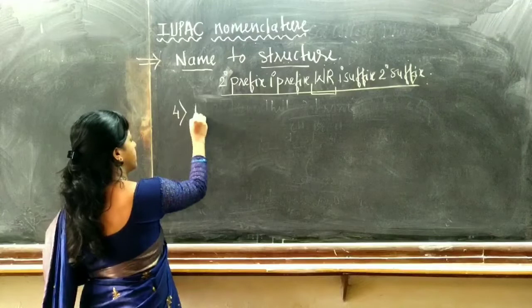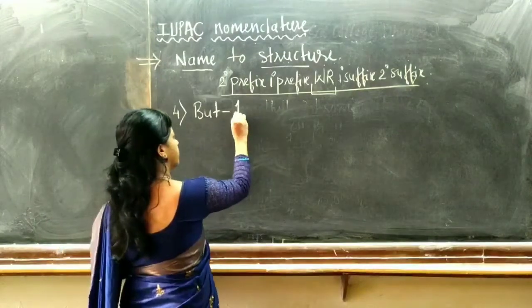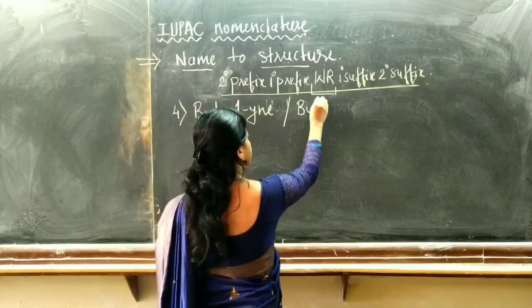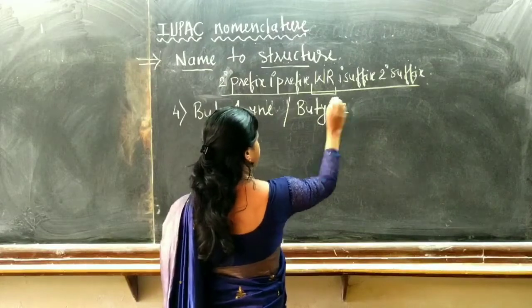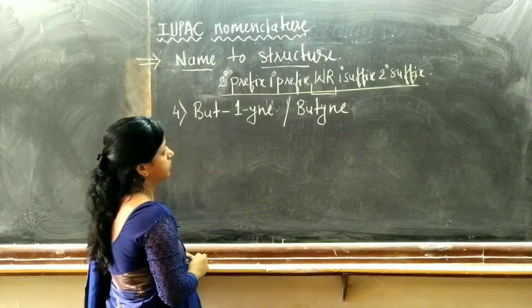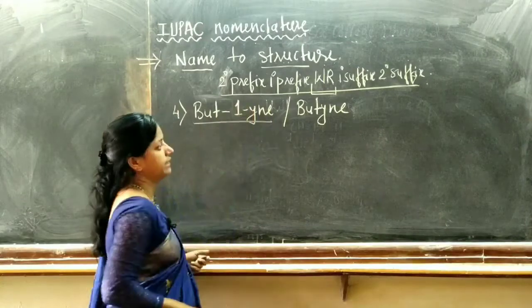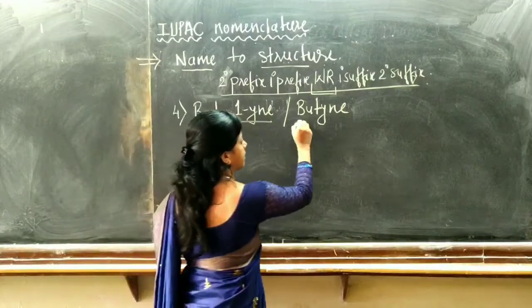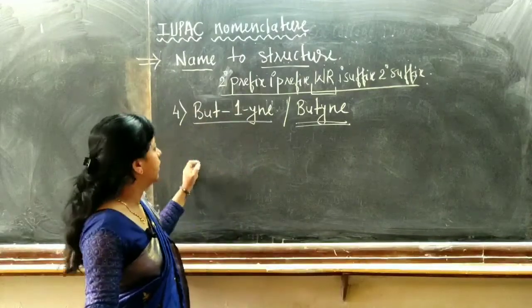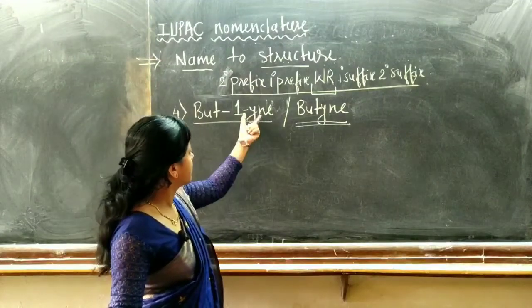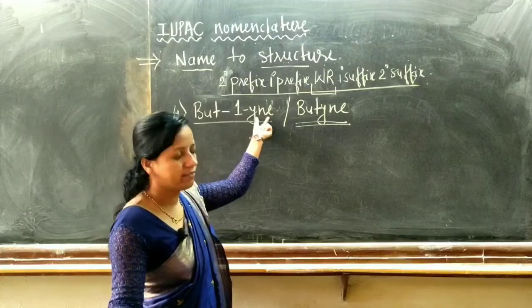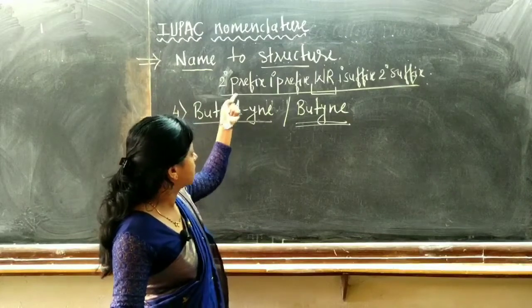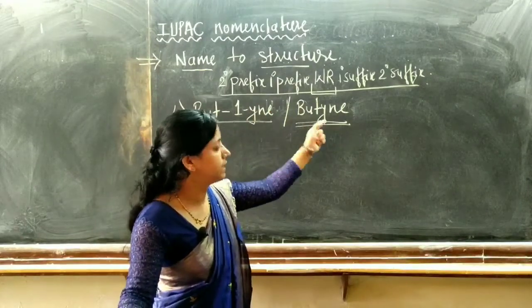Fourth example is but-1-yne, or sometimes it will be written as butyne. This is our fourth example. Sometimes it is also written as butyne or but-1-yne. This is the position of yne, and yne means triple bond. So it gives the position of the triple bond. Sometimes the writing of this number 1 will be skipped and it may be written as butyne.